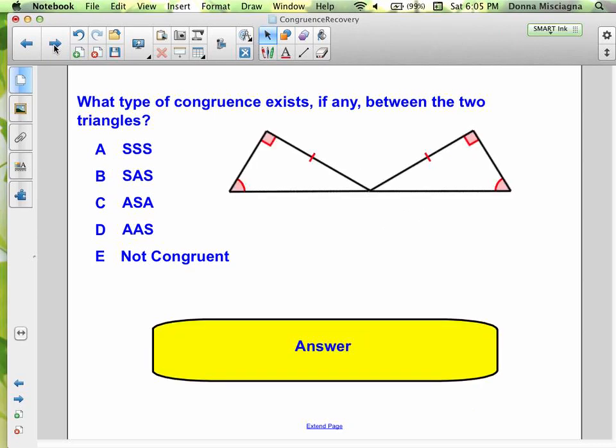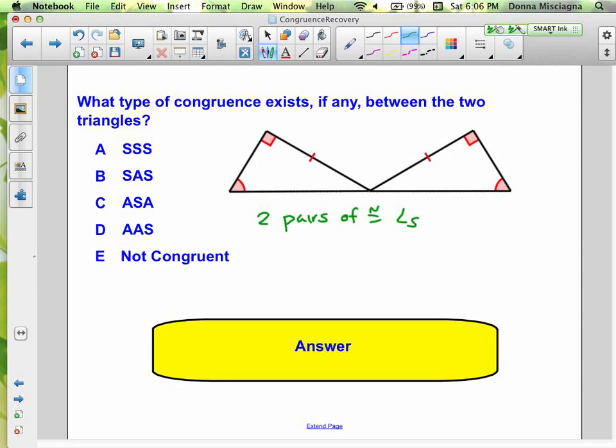All right, so here we have some information that we're given. We have two pairs of congruent angles, and we have one pair of congruent sides. So now just ask yourself, is the side between the angles? Well, you can see the side is not between the angles, so it's non-included. And if it's the non-included side, it is angle, angle, side.